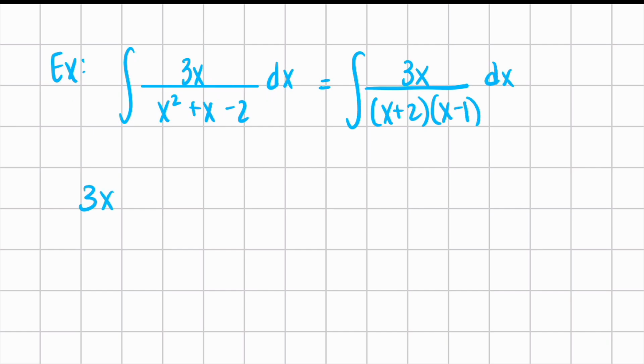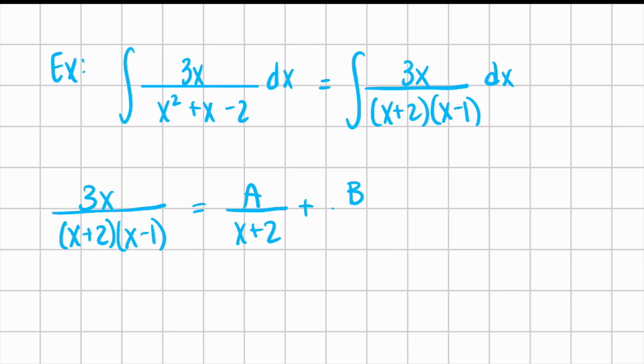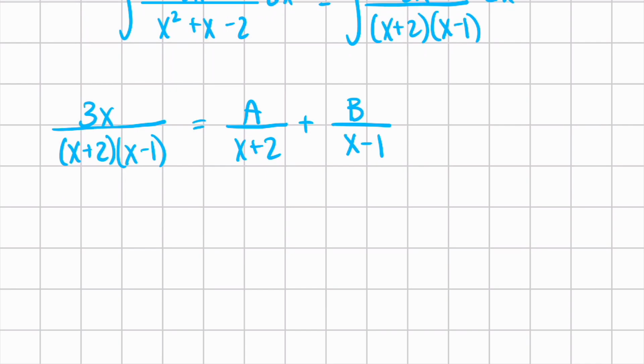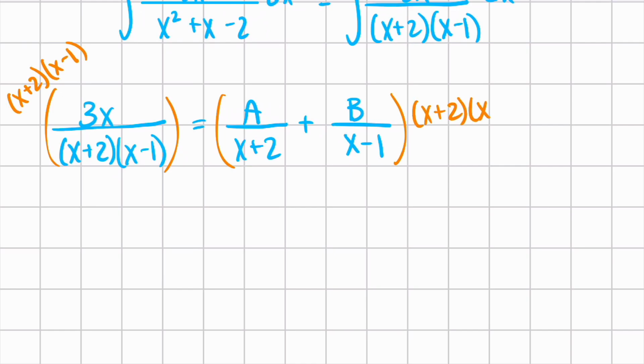And I'm going to show my work for the partial fractions down below. I kind of like to do it on the side. So just like before, I'm going to say this equals some constant over x plus 2 plus some constant over x minus 1. So we know that a and b are both going to be constants. Let's go through our process. I want to get rid of the denominators. So I'm going to multiply both sides of the equation by x plus 2 times x minus 1. And we get 3x equals, on the right side, the first fraction, x plus 2's cancel. For the second fraction, x minus 1's cancel.